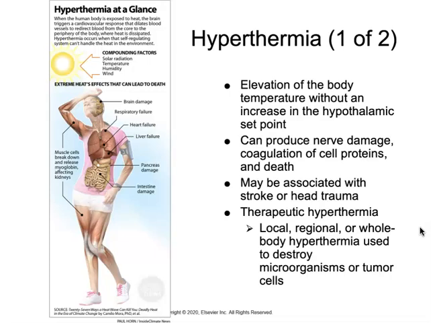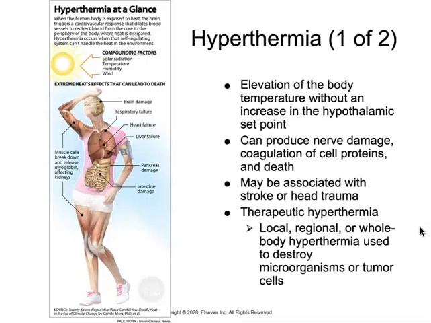All right, next we have hyperthermia, and this is when we have an elevation of body temperature without an increase in the hypothalamic set point. So it's not mediated through pyrogens like we saw in the previous fever that we were talking about, but this can produce nerve damage and have convulsions take place.